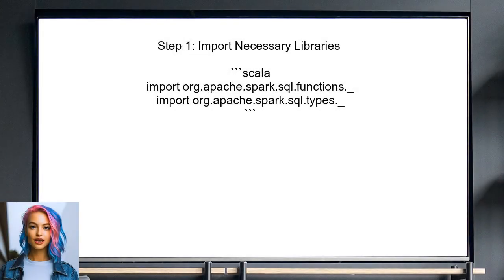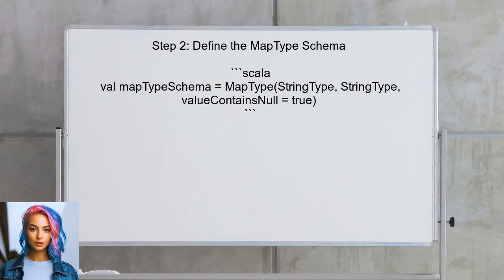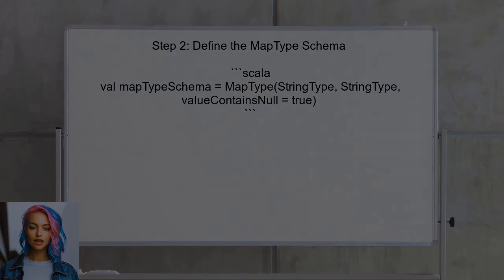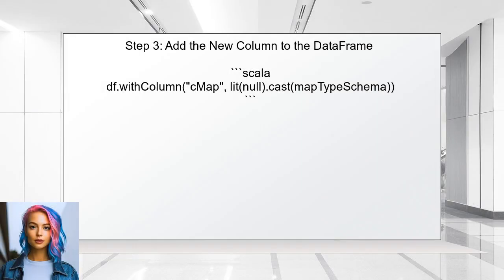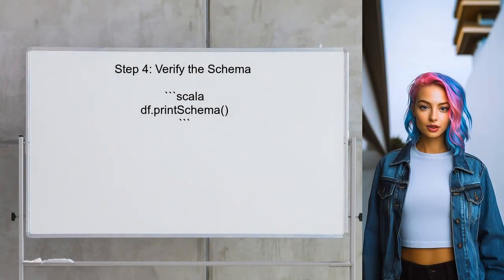To add an empty map type column to a data frame, the user should first import the necessary libraries. This includes importing Spark SQL functions and types. Next, the user should define the schema for the new map type column. This involves creating a map type with string keys and string values. Now the user can add the new column to the data frame. This can be done using the withColumn method, along with the lit function to initialize it as null. Finally, the user should print the schema of the updated data frame to verify that the new column has been added correctly.